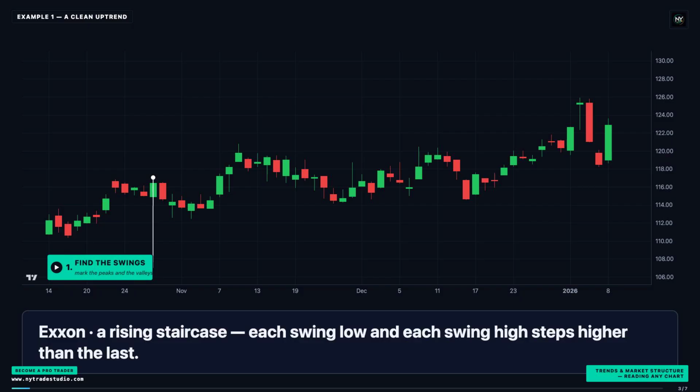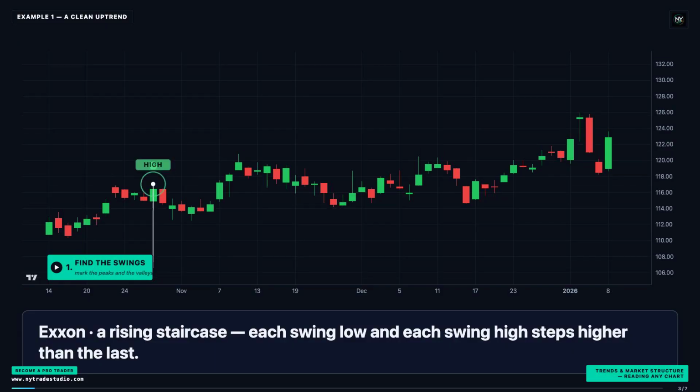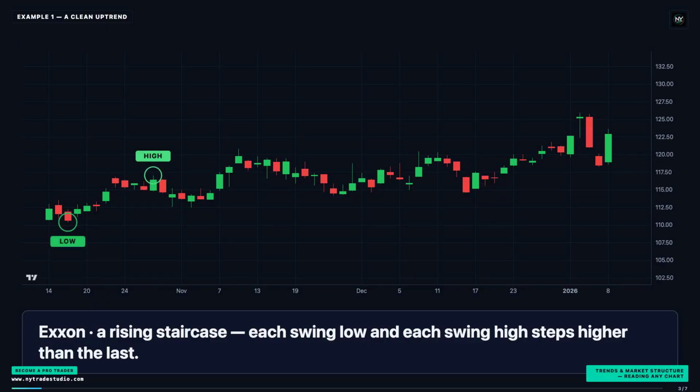So step 1, find the swing points. Ignore the noise and look only for the turns. Here is a valley where price bottomed and turned up, a swing low. Up here, a peak where it topped, a swing high. I am circling each one as we go: the lows along the bottom, the highs along the top. Train your eye to see only the peaks and valleys, and the chart goes quiet.